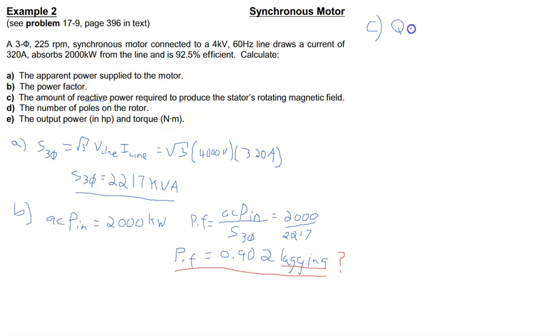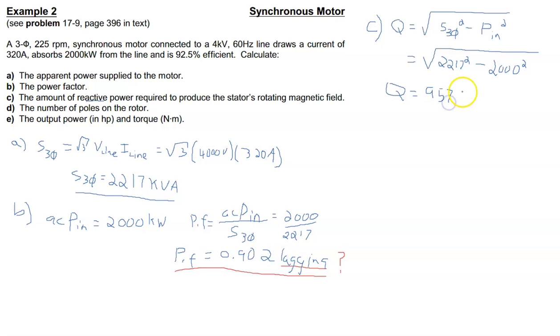We won't call it L, but we believe that of course it is the square root of S three-phase squared, subtract our AC power in squared, which I'm just going to call power in squared. And I'm not going to put the K under the root sign, but we know that we have to include it in our Q. So 2217 squared, subtract 2000 squared. And when we do the math on that, we'll come up with Q equal to, if I round it to three significant figures, 957. And so remember, there's a K in your unit, so kVAR.